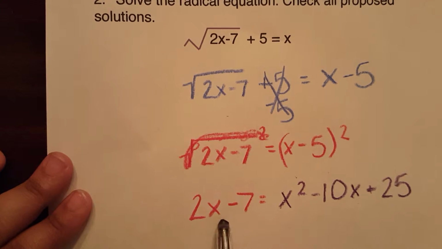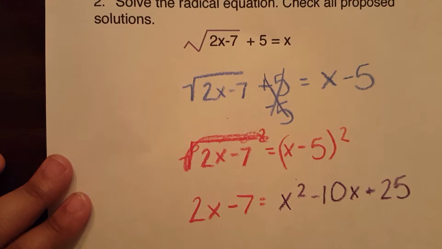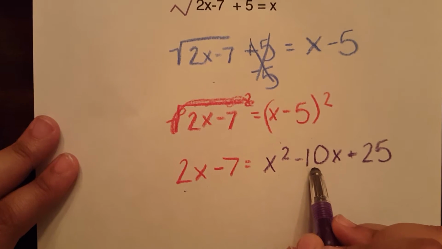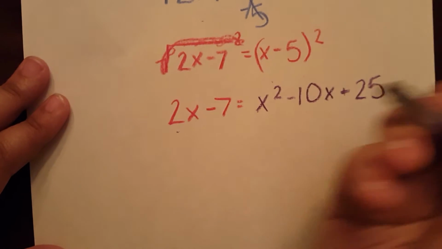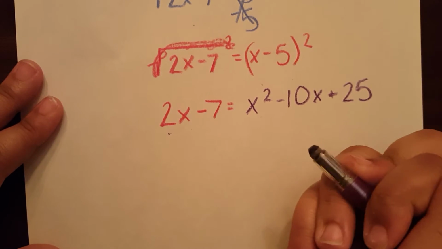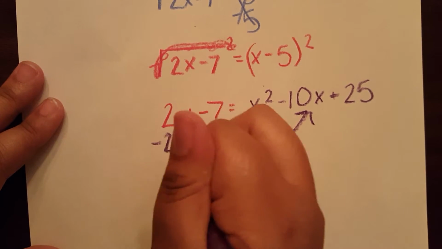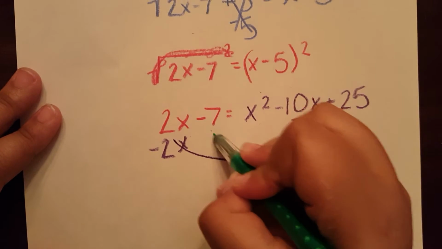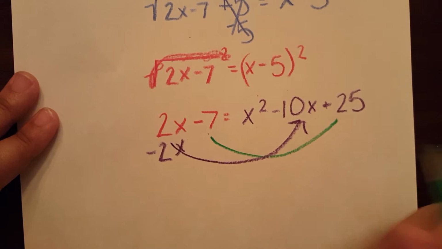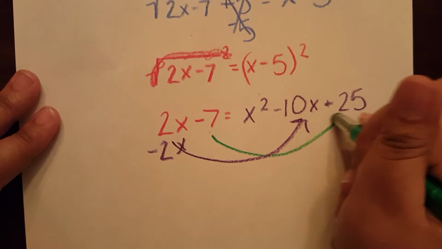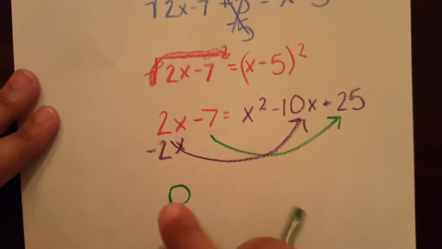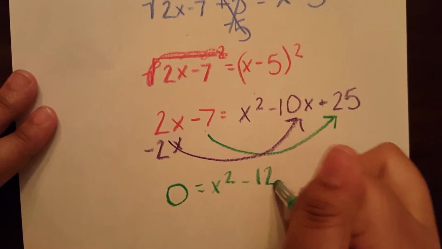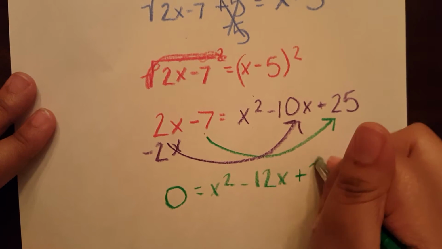So what we do, we have to get this equation equal to 0. So we have to take the 2x and subtract it from the 10x. So it needs to go over here, so that'll be minus 2x. And then the 7 has to go over here with the 25 because it's the same value. So it'll be 0 because it has to equal 0. 0 equals x squared minus 12x plus 32.